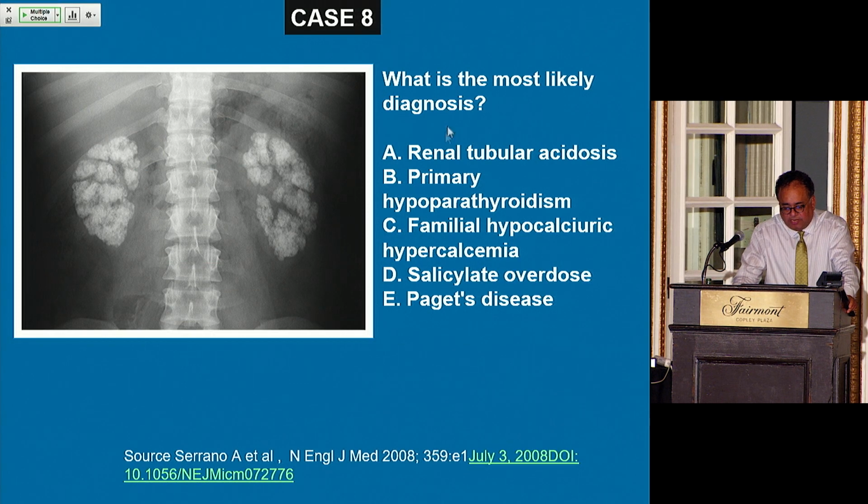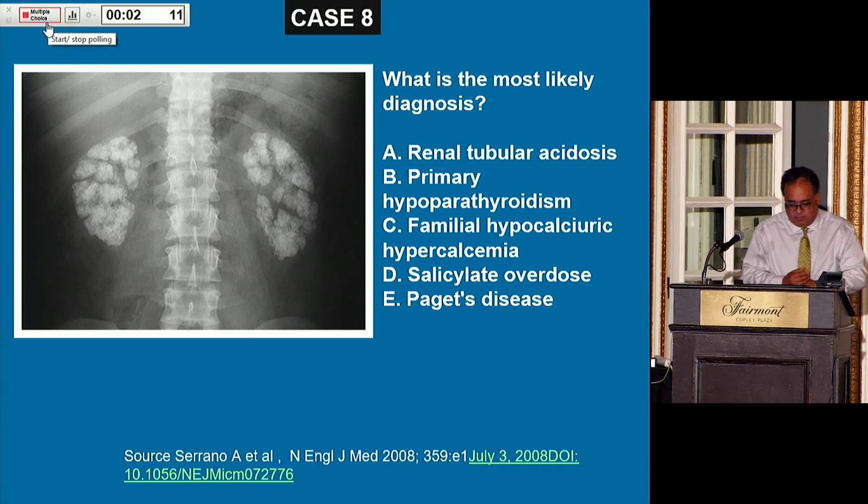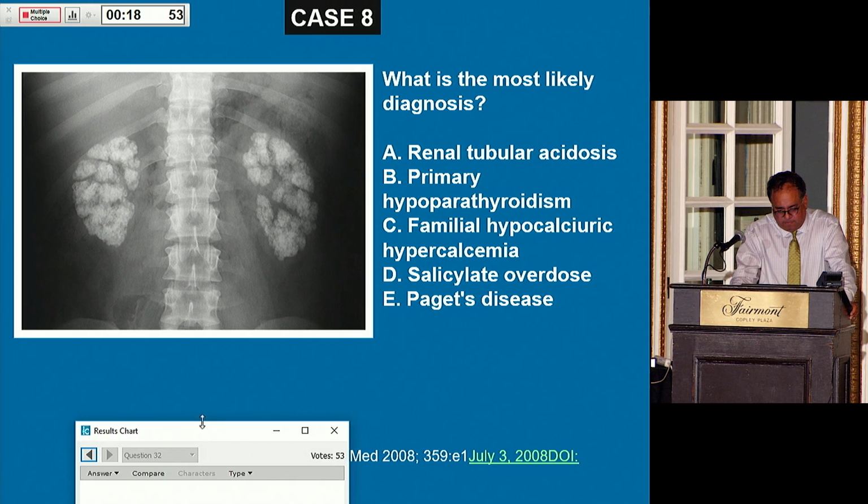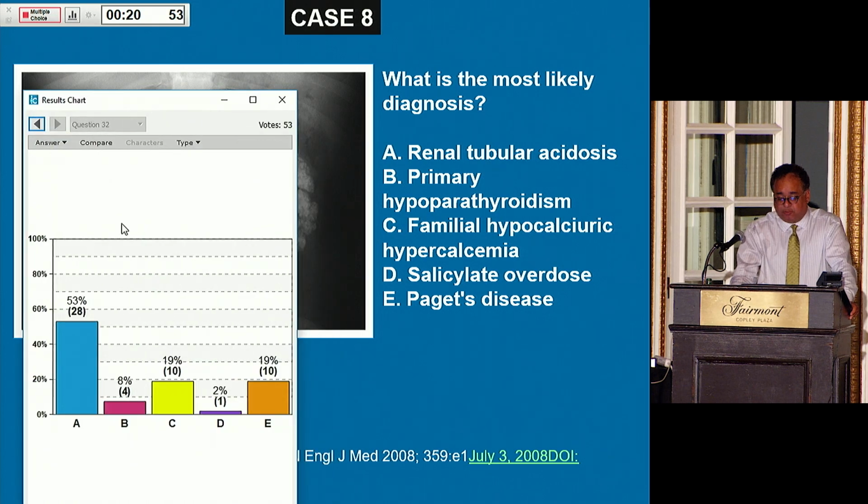Okay, case number 8. What is the most likely diagnosis, A through E here? A little bit more of a spread here. 53%, nearly half of you, got renal tubular acidosis, which is the correct answer. But 47% got one of these.